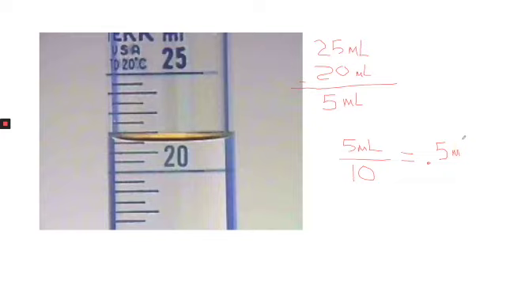0.5 milliliters. So that means if this is 20, this is 20.5, 21, 21.5, 22, 22.5, 23, 23.5, 24, 24.5, and then there's our 25. And again, we're checking our work by counting up by 0.5s, and it fits the scale of our graduated cylinder.